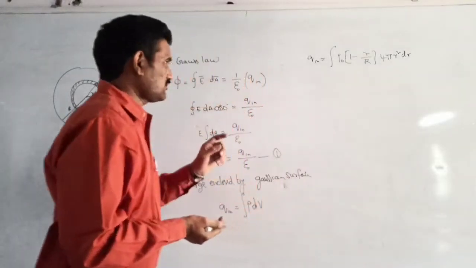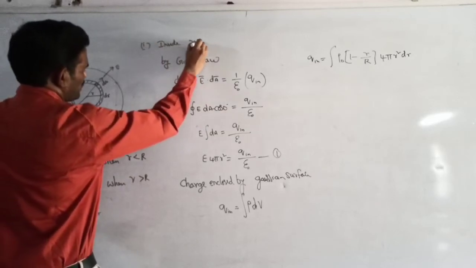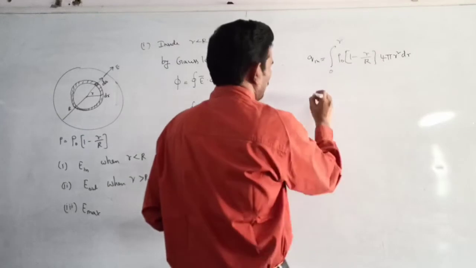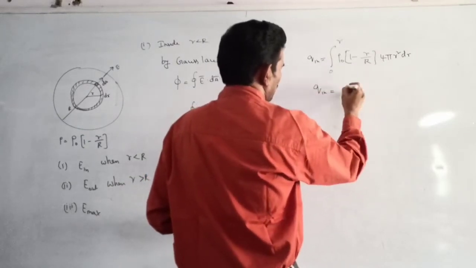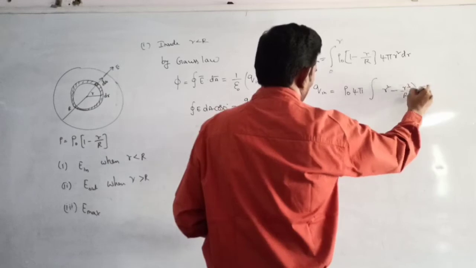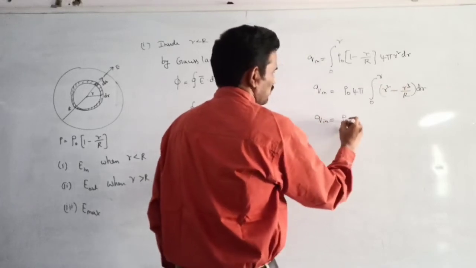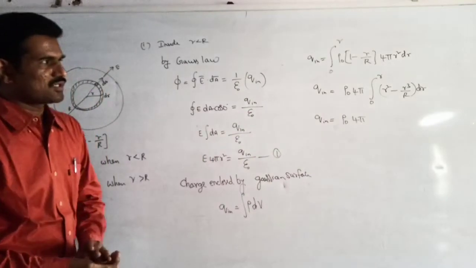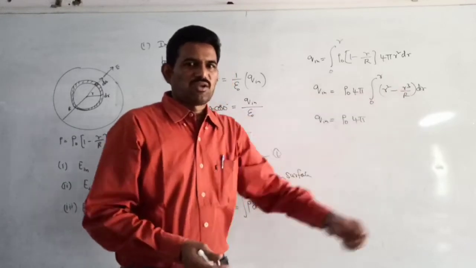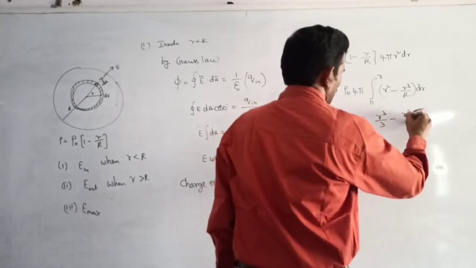As we are solving the first part here, first part means we are finding the field inside, that is small r less than R. So now we should integrate this from 0 to small r. Therefore, I can write the constants outside, rho naught into 4 pi into the integration of r square minus r cube by R, dr, from 0 to r. So this Qin is equal to rho naught into 4 pi, and the integration can be carried out: r square integration is r cube by 3, and r cube integration is r power 4 by 4, right? So I can write this as r cube by 3 minus r power 4 by 4R.